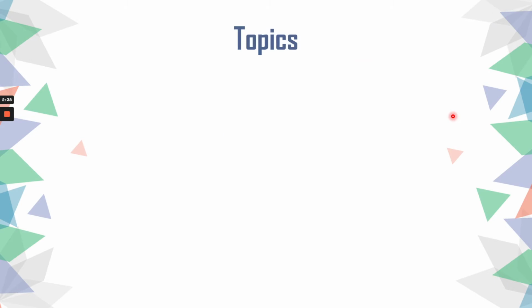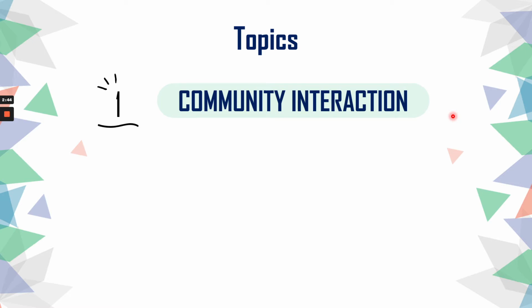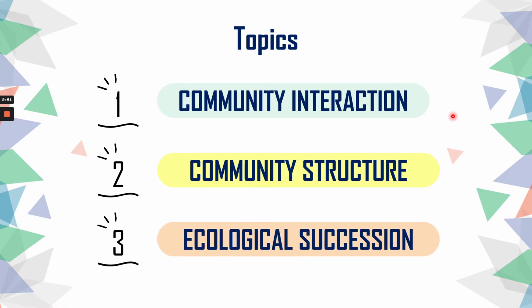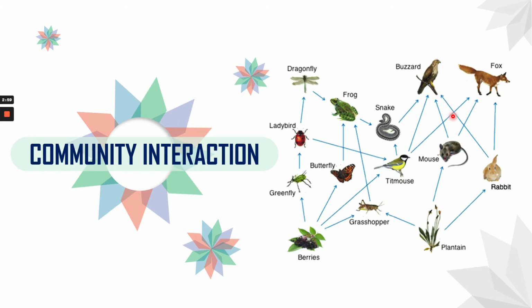Alright, next, these are the topics to be explained in this chapter. The first one, the community interaction. The second one, community structure. And the last one, the ecological succession. So, are you ready? Let's get started. The first topic is the community interactions.